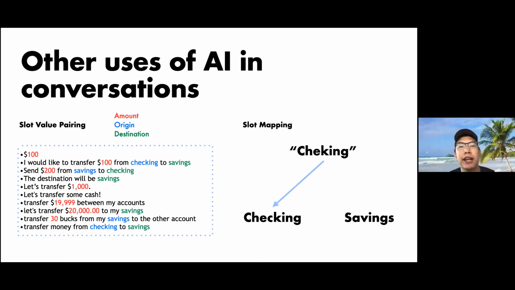Another example is slot mapping. For example, if you imagine with checking, there might be multiple ways for someone to say that they want to transfer money from their checking account. Or maybe they even had a typo and misspelled checking. Similar to slot value pairing, we can train a machine learning model to recognize, hey, should this be mapped to the checking entity or to savings?